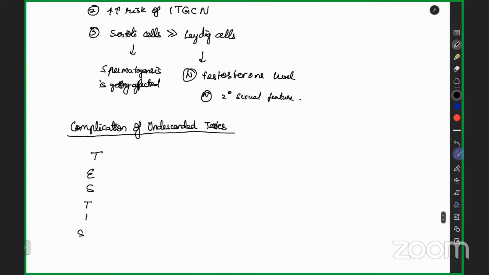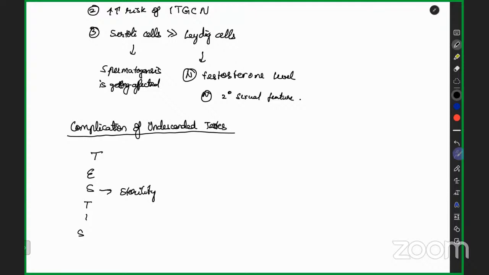So spermatogenesis is not going to occur. If spermatogenesis is not going to occur, what is going to be the problem? Sperm is not going to be produced. If that person is not getting himself treated, the testis is going to be present inside the inguinal canal itself. When it is present in the inguinal canal itself, spermatogenesis is going to be affected. So the person is going to become sterile. So S stands for sterility.